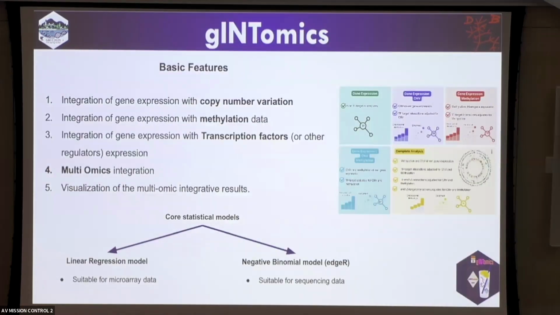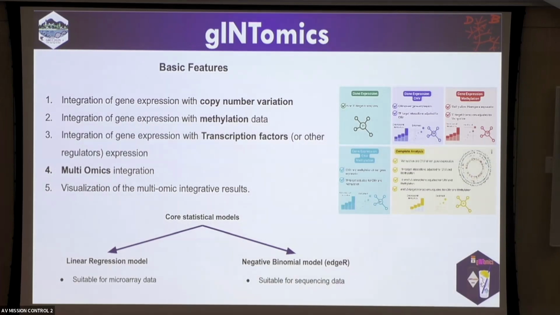So these are the basic features of our package, where first of all, we give the user the possibility to integrate, for example, genomics alterations such as copy number variations or methylation with gene expression data, and also to integrate other regulators, such as the information about the correlation between the expression of transcription factors or microRNA with target gene expression. And finally, also provide the so-called multiomics integration, where all the previous integrations are performed together. And the last, but one of the most important parts of the package is the visualization of the results. In fact, we provide a comprehensive Shiny app to dig inside the results of our models.